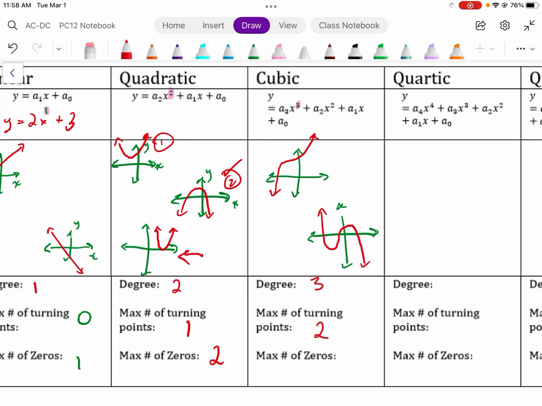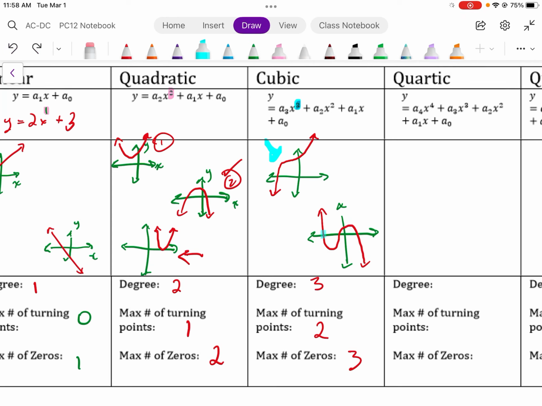The number of turning points is going to be 2. The maximum number of zeros is 3. Now, it depends on the equation. We have a degree 3 function here because the highest exponent is 3. But for my first graph, there are no turning points really to speak of. On the second graph, there's 2. So that's why there's a maximum of 2 turning points.